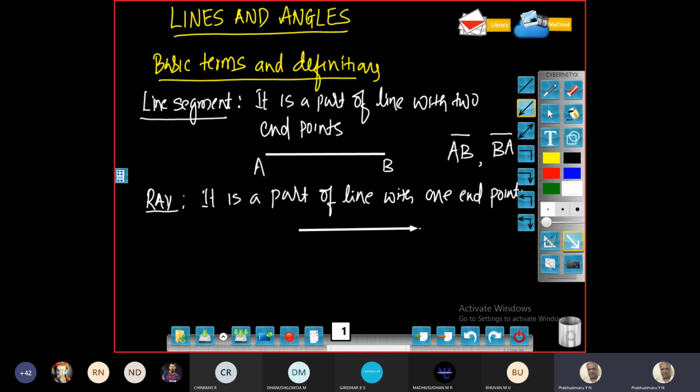This is a ray. I can mention this as ray OA. And the representation we can write like this: over OA we write an arrow mark. This shows ray OA.